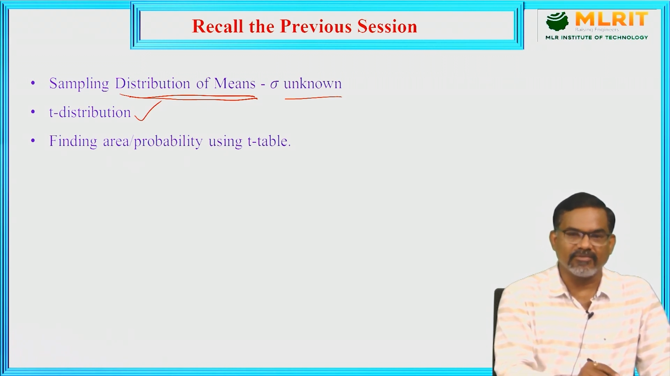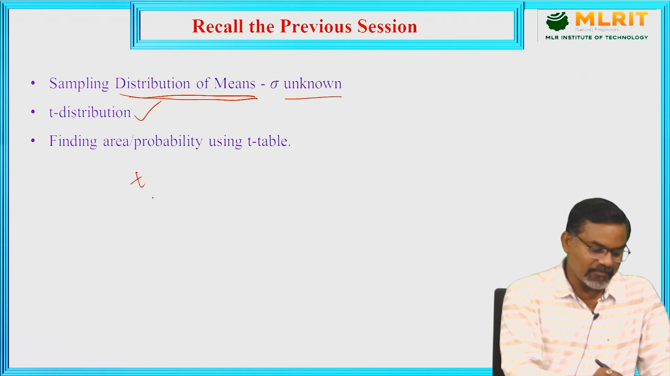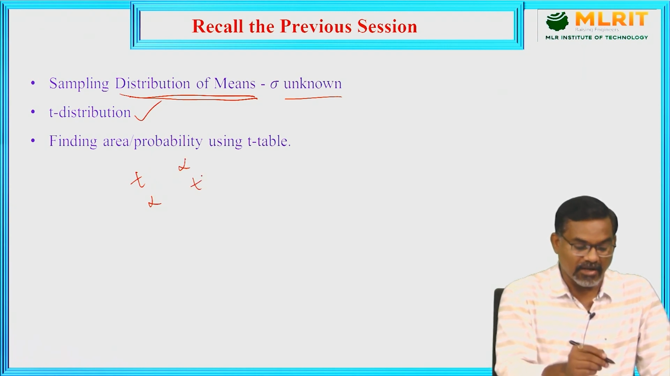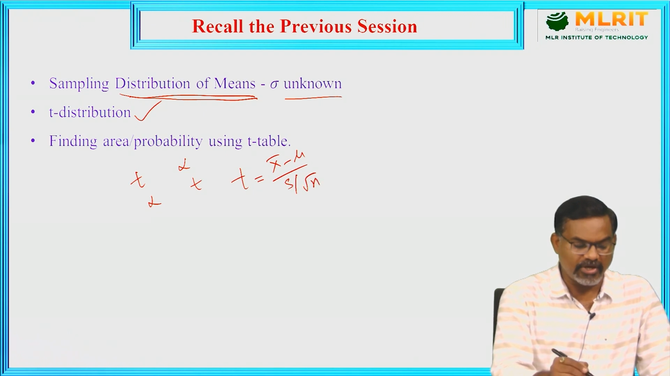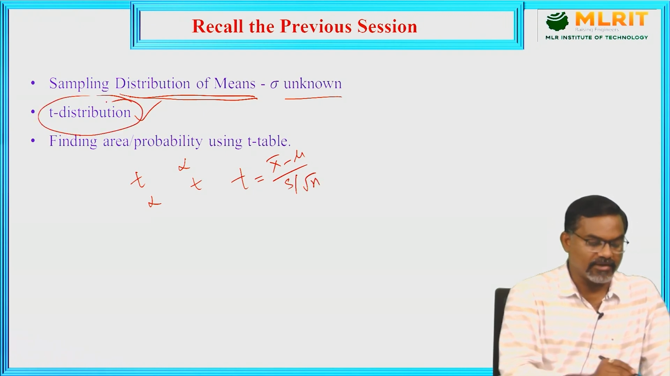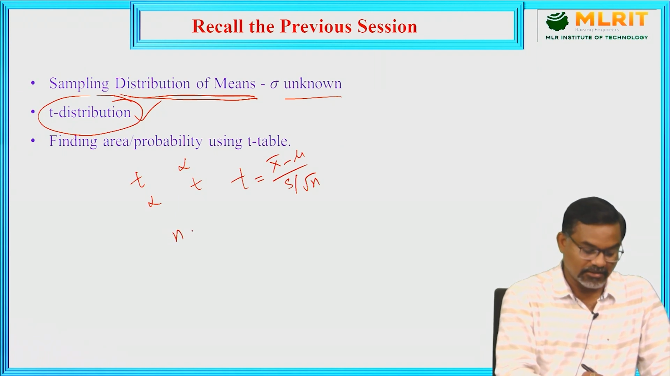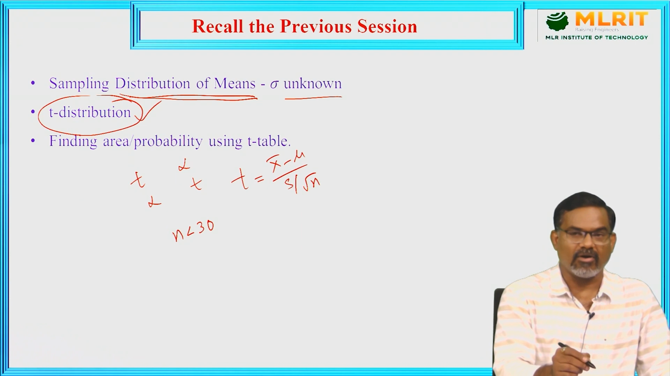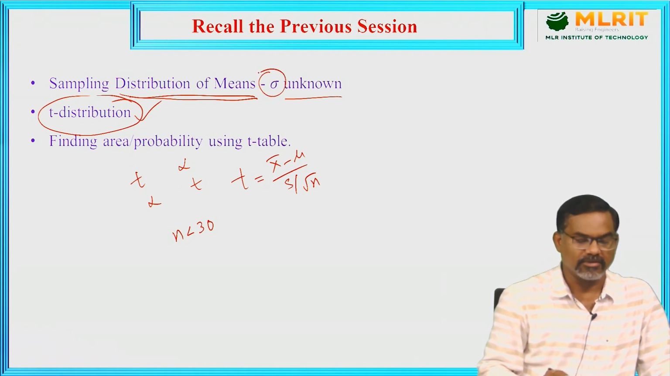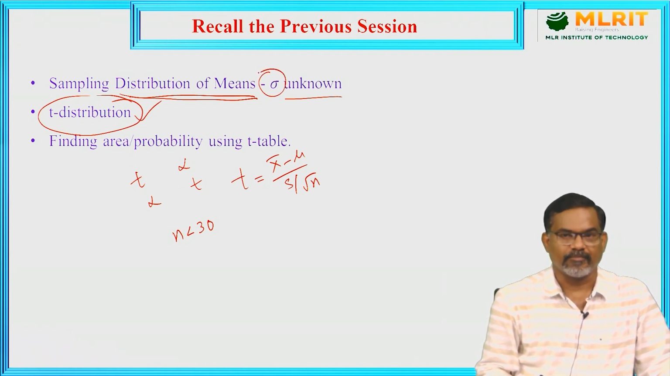So if the t value is given, we can find alpha. Similarly, if alpha is given, we can find t also, and the t variable is x bar minus mu by s by root n. We introduced this t distribution when the sample size n is small, that means n less than 30. If a small sample is given, we use t distribution, or else if the standard deviation of the population sigma is unknown, then we use t distribution.